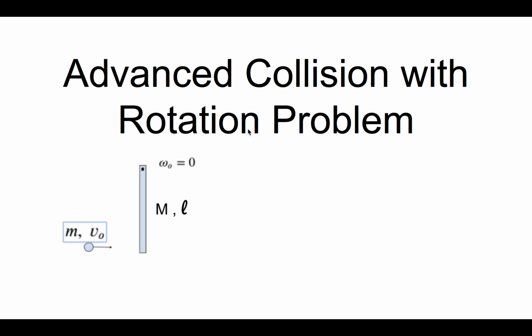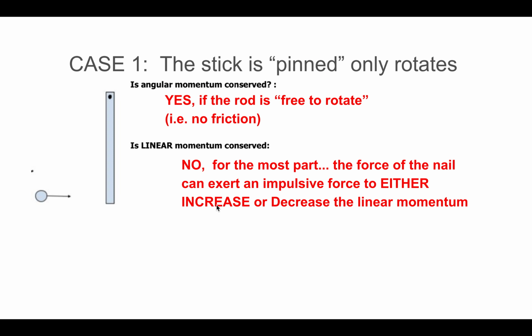Anyway, basically we're going to deal with these problems where you have linear motion and then things that can rotate, and then eventually we'll get to a second case where things are going to translate as well. So the first case we're going to talk about is that the stick is pinned, meaning that there's some kind of nail in here where, once there's this collision, this thing is free to rotate.